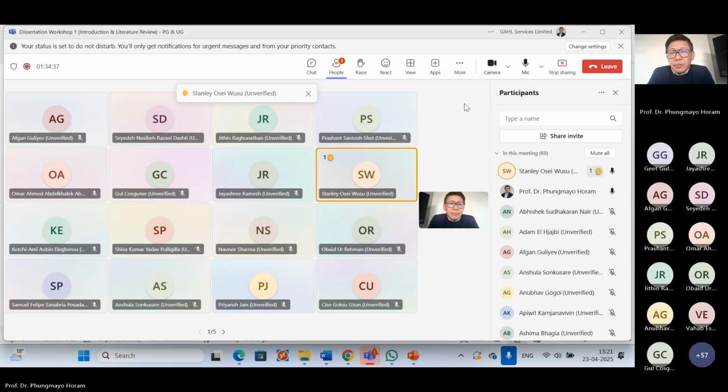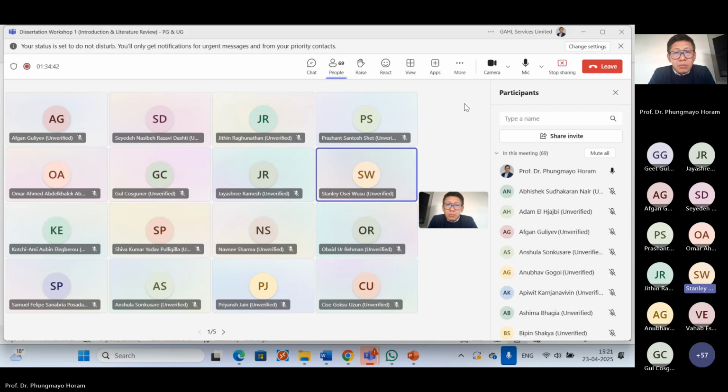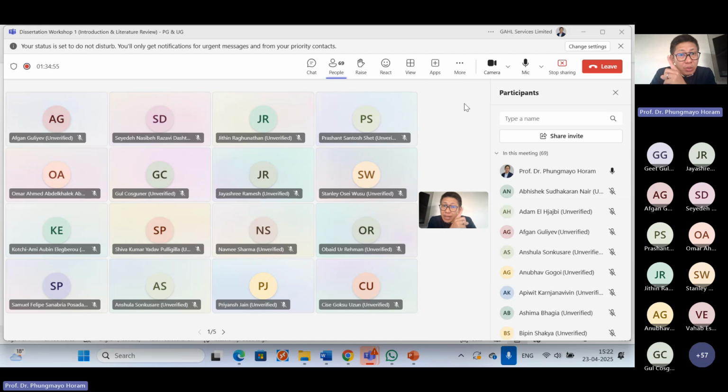Yes, Stanley. Yeah, Professor, I have a suggestion. I was thinking maybe she could look at it through the lens of stakeholder response to the policies. Yes. Yeah. That could be in the research rationale, right?